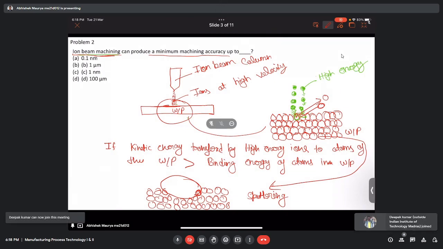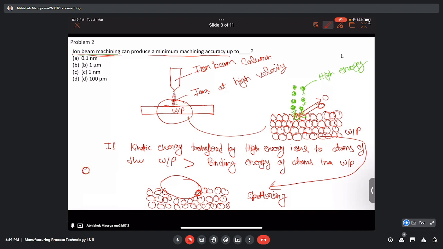If you know the size of a typical atom, the order of its diameter is typically an angstrom, or 10 to the power minus 10 meters. We are removing the material atom by atom. That's why we are getting very good machining accuracy, near about 10 to the power minus 9 meters, or 1 nanometer.